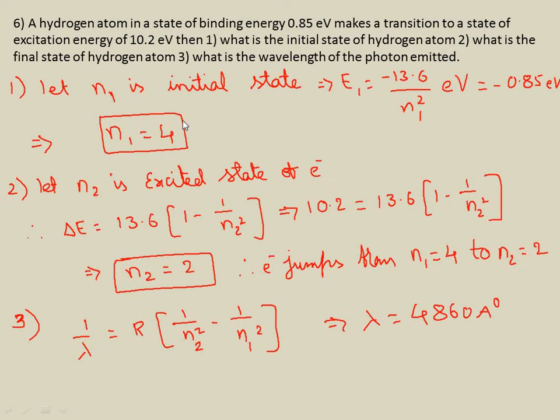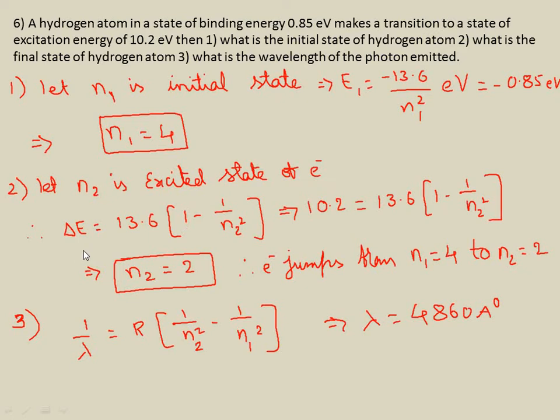Now that was the first one. What is the initial state means N1. Now what is the final state of the hydrogen atom? Let N2 be the excited state maximum, which is nothing but the final state. How can I get that? Delta E equal to, look here, 13.6 of 1 minus 1 by N2 square. Here it was minus 13.6 by N square, no. So instead of that, I am actually calculating the difference of the energy from the excited state. So 13.6 of 1 minus 1 by N2 square. So that was 10.2, which is given, right, the excitation energy, which makes a transition to a state of excitation energy.